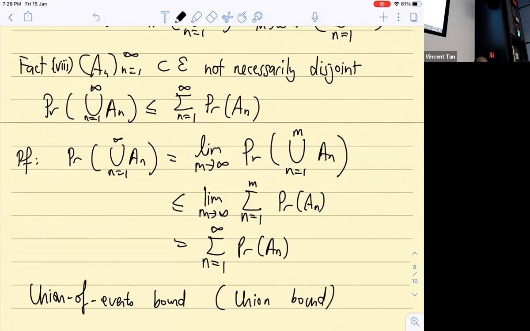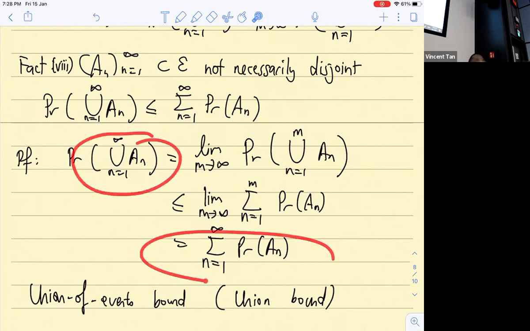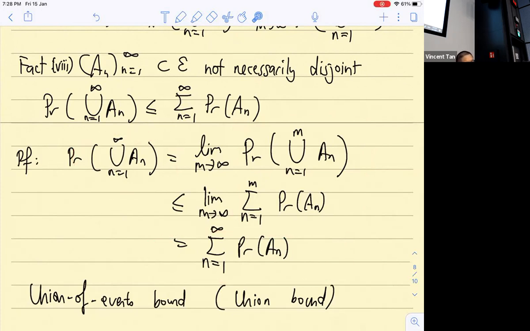So the union bound is usually stated like this. This is also called the union bound, this part here: that the probability of a finite union is less than or equal to the finite sum of the probabilities. This is usually called the union bound. But the union bound also applies to the infinite case as we have shown here. That's the point of all this work.